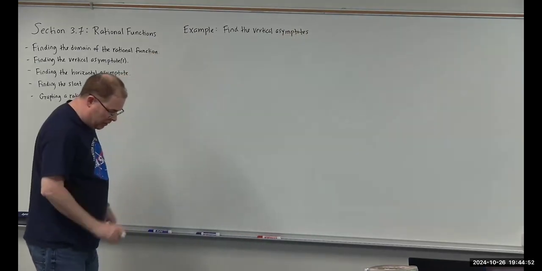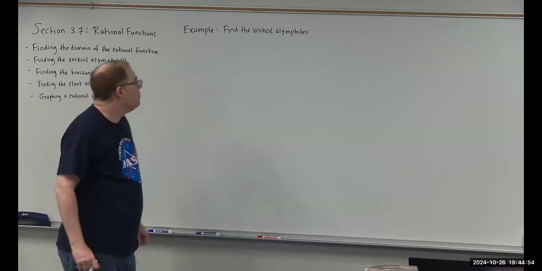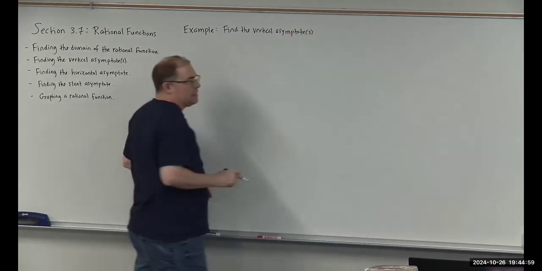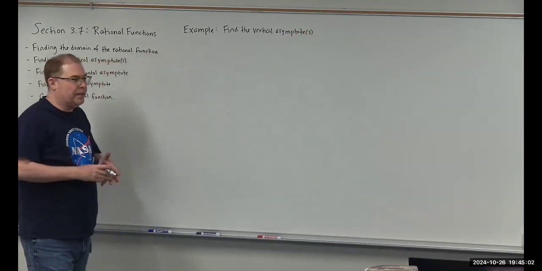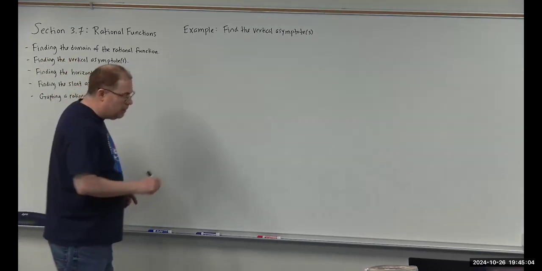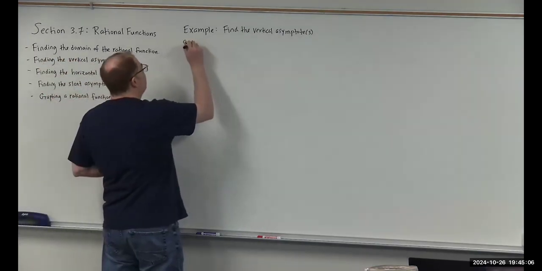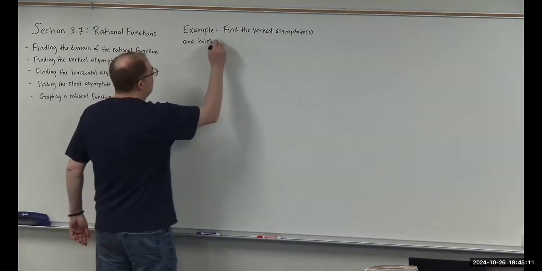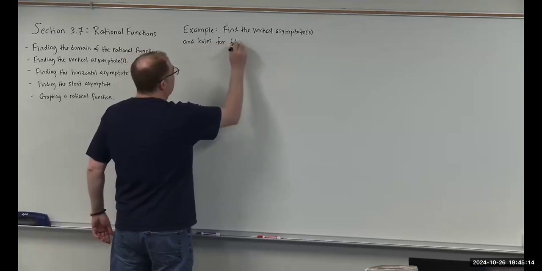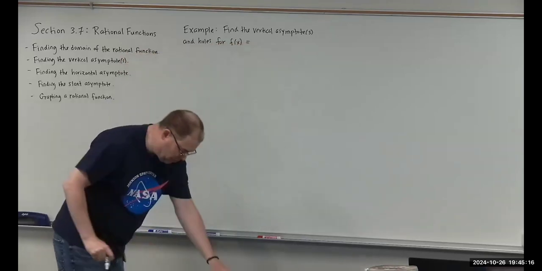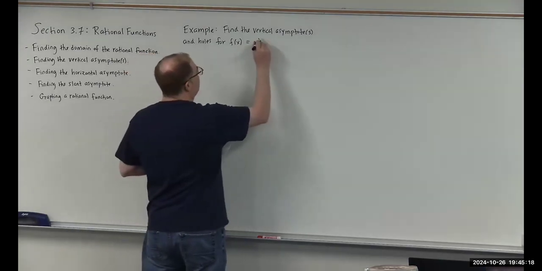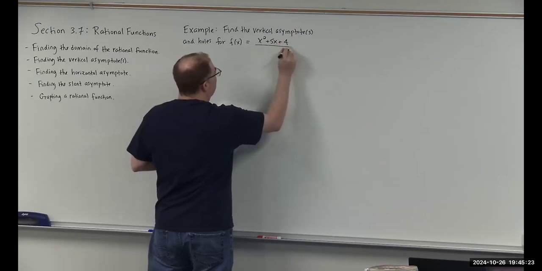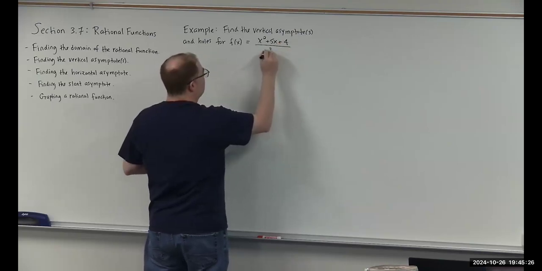Okay, so we want to find the vertical asymptotes, right? And with this example, I'm going to also introduce the idea of what's called holes. So our function is this. We have x squared plus 5x plus 4, all divided by x squared minus 1.